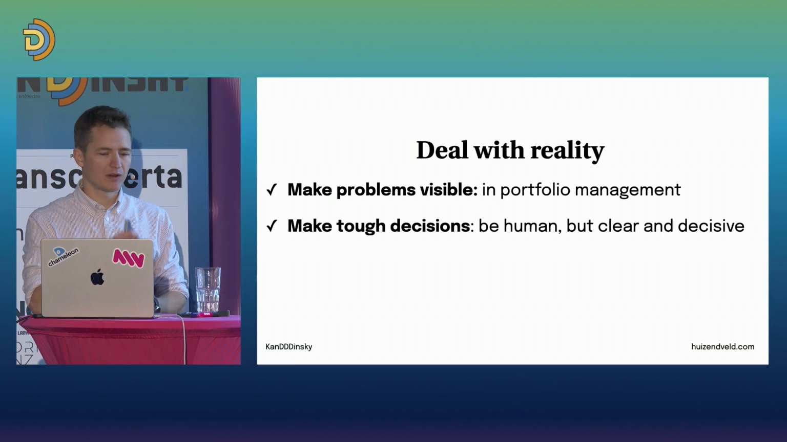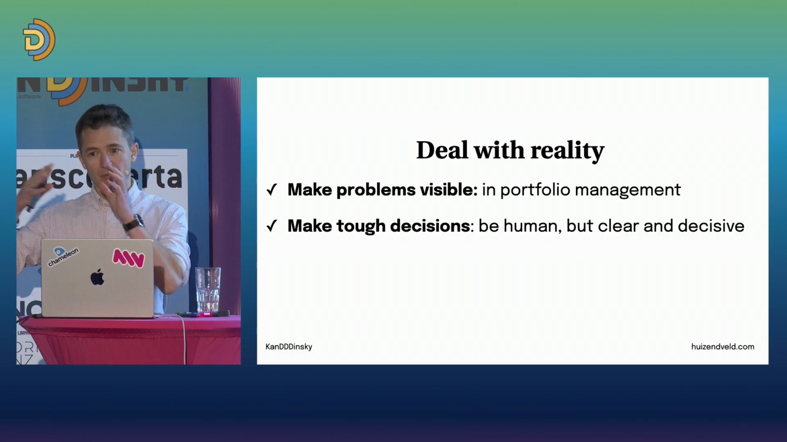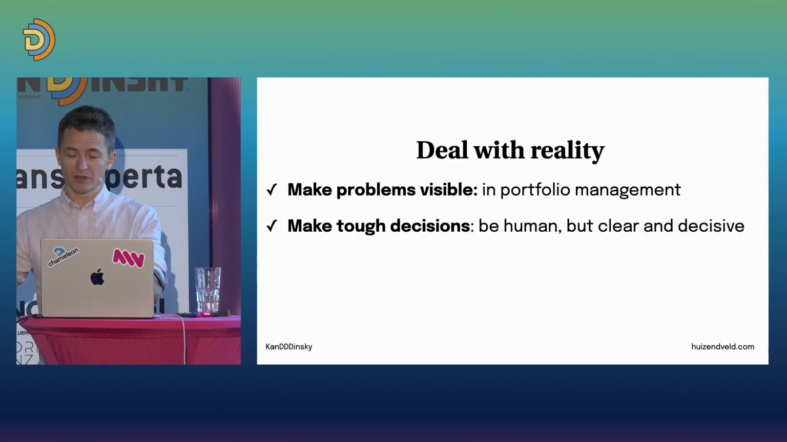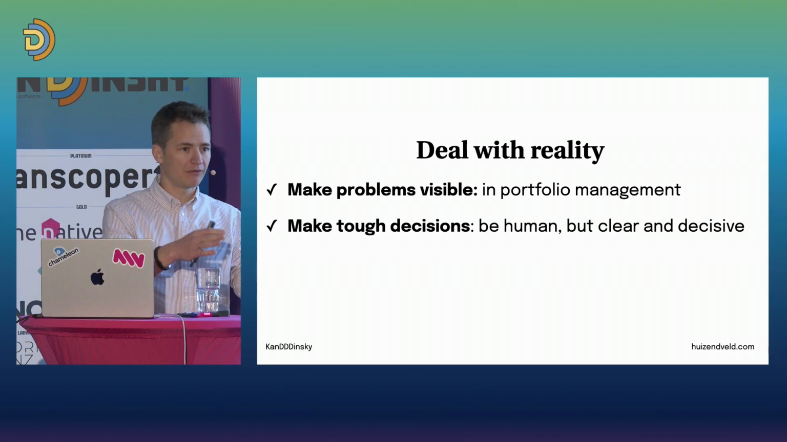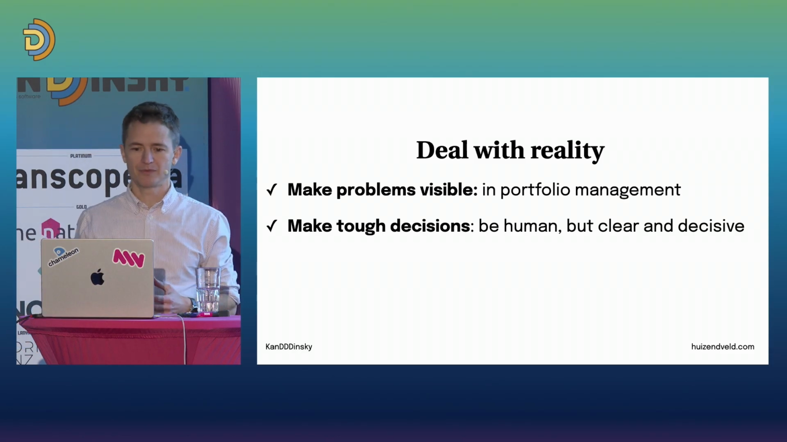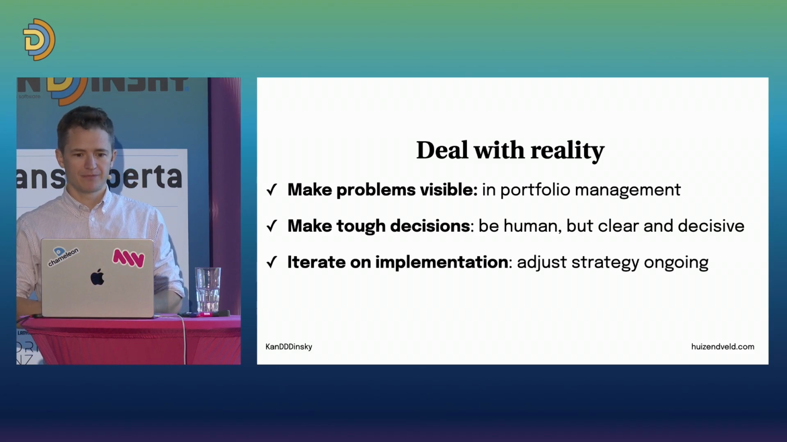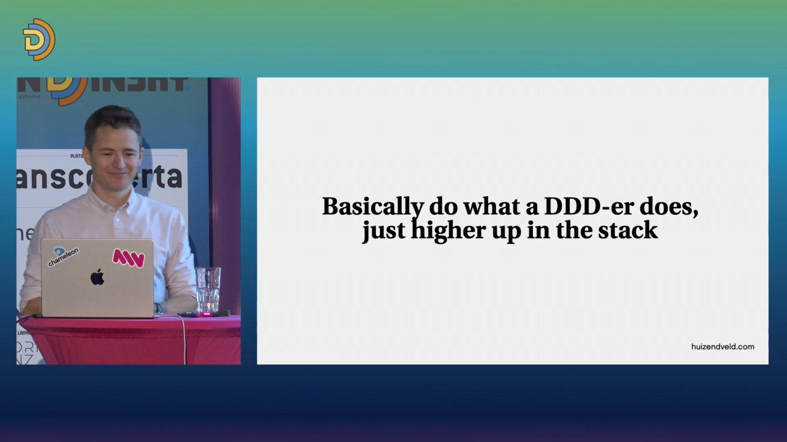And we want to make tough decisions, right? If a team goes off rails, we want to give them very clear guardrails. We want to be human, but we want to also be very clear and decisive, right? Yes, you have autonomy, but you have autonomy within guardrails. And we want to iterate on implementation and adjust our strategy ongoingly. So again, basically what a DDDer does, just higher up in the stack.